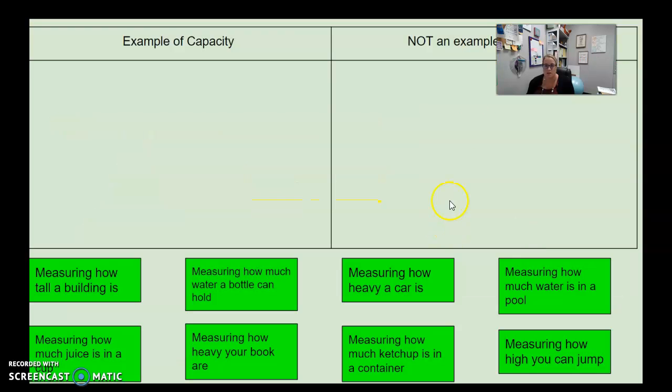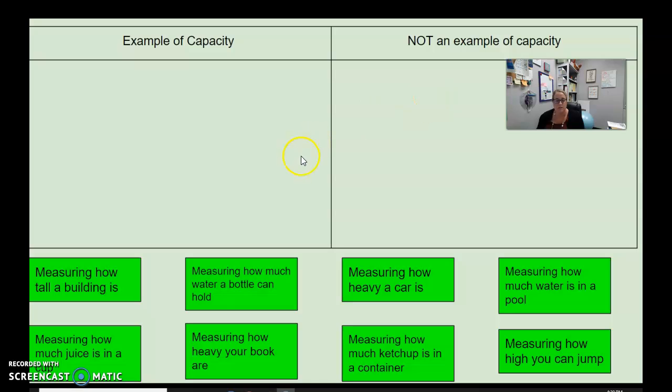So just like we did yesterday, I want to look at examples of capacity and not examples of capacity. And you're actually going to do an activity like this on your exit ticket today, so make sure you're paying attention. So what I want to know is I have these 8 different scenarios. 4 of them are for capacity and 4 of them are not capacity. So remember, capacity is dealing with how much liquid an object can hold. If that's what we're talking about, it's going to go over here on examples of capacity. If it's not, it's going to come over here to not an example of capacity.